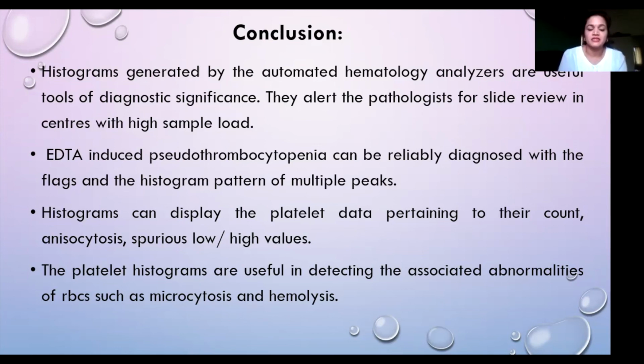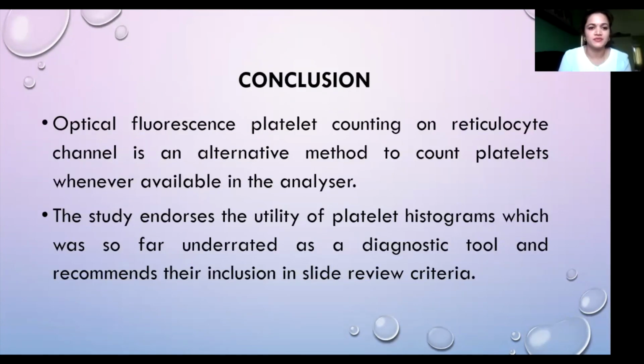So now the histograms can display a wide variety of platelet data pertaining to their number, anisocytosis, spurious low or high values. The platelet histograms are very useful in detecting the associated abnormalities of RBCs such as microcytosis and hemolysis, apart from the platelet parameters. So from our study, we would also like to conclude that optical fluorescence platelet counting on the reticulocyte channel is an alternative method to count the platelets whenever the facility is available in the analyzer. The study endorses the utility of platelet histograms, which was so far underrated as a diagnostic tool, and we also recommend their inclusion in the slide review criteria.